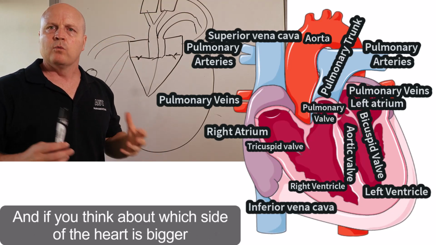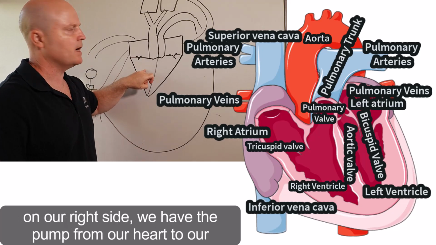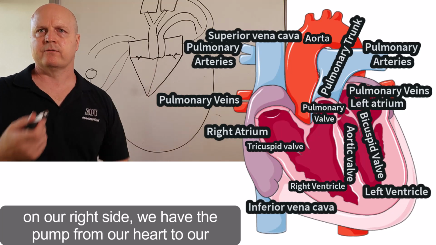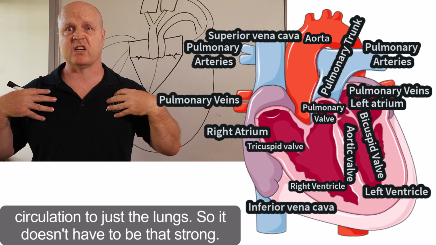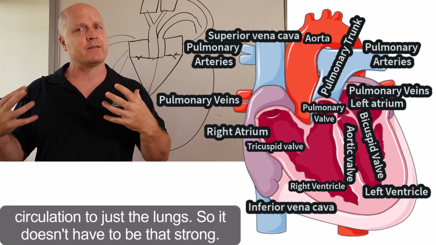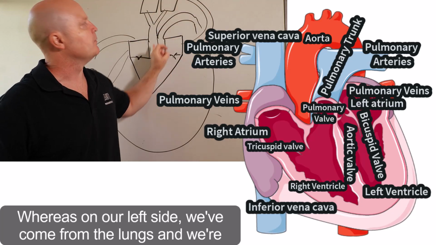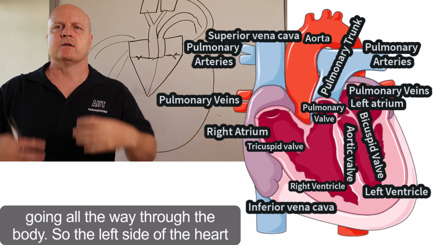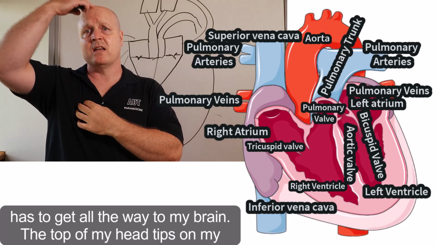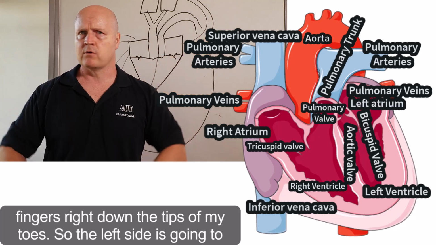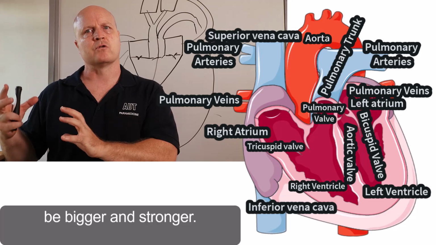And if you think about which side of the heart is bigger, on our right side, we have to pump from our heart to our pulmonary circulation, so just to the lungs, so it doesn't have to be that strong. Whereas on our left side, we've come from the lungs and we're going all the way through the body. So the left side of my heart has to go all the way to my brain, the top of my head, tips of my fingers, right down to the tips of my toes. So the left side is going to be bigger and stronger.